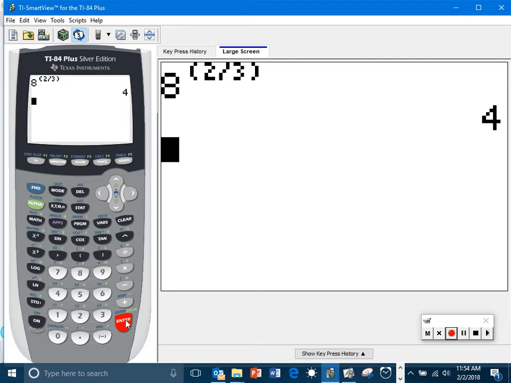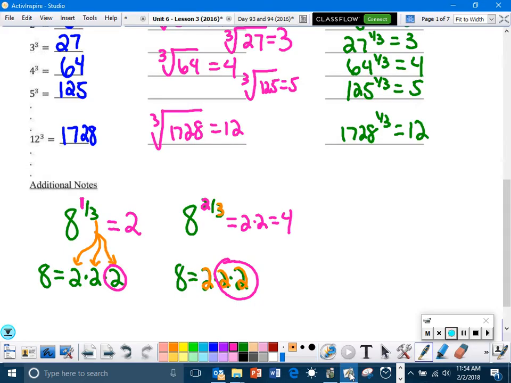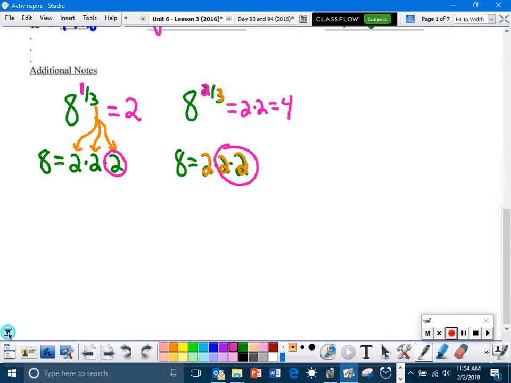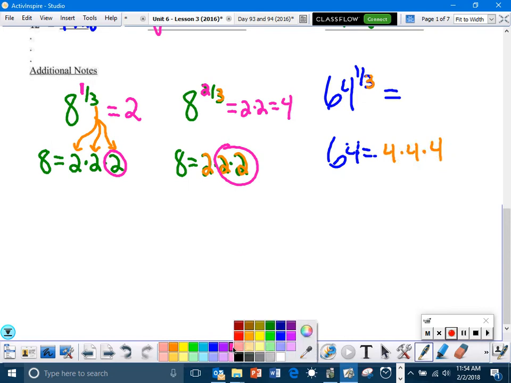Let me demonstrate that again, because this is a very important thing to remember and to understand how this works. Let's switch numbers this time. Let's go with 64 to the 1/3 power. Now, 64, what number do we use 3 times that gives us 64? Well, that would be 4. 4 times 4 times 4. And the top number, the numerator, tells us we want one of them. So our answer is 4.